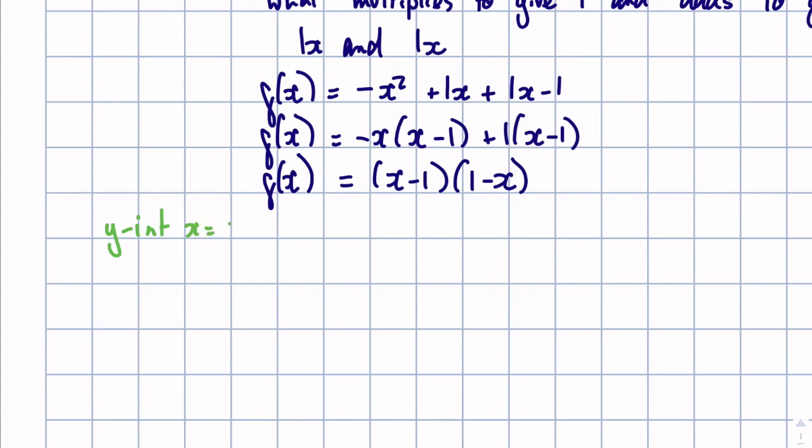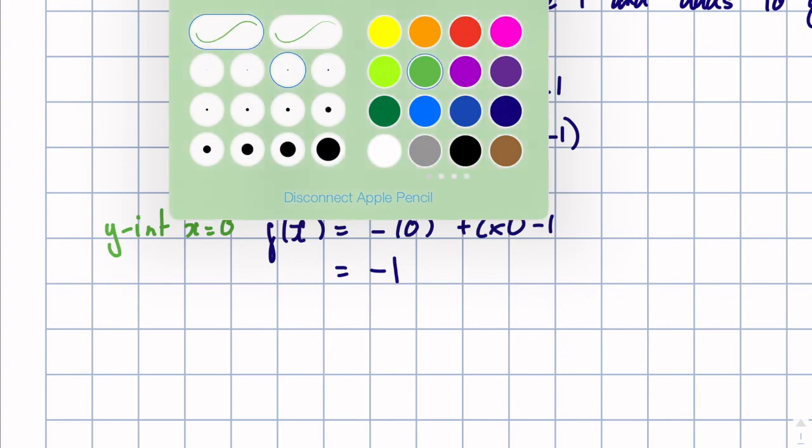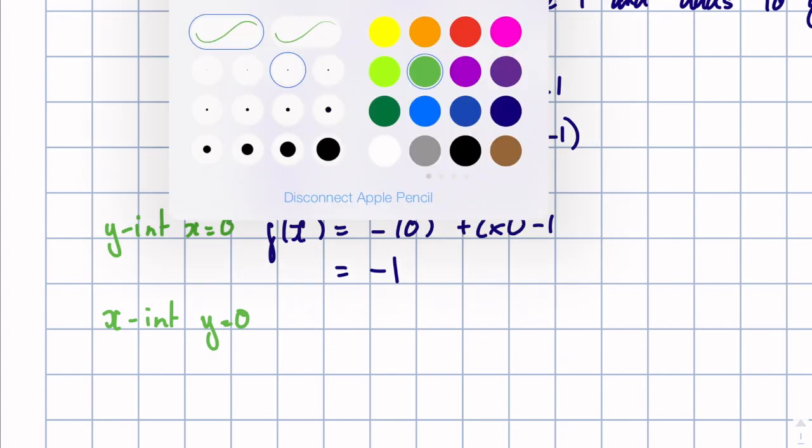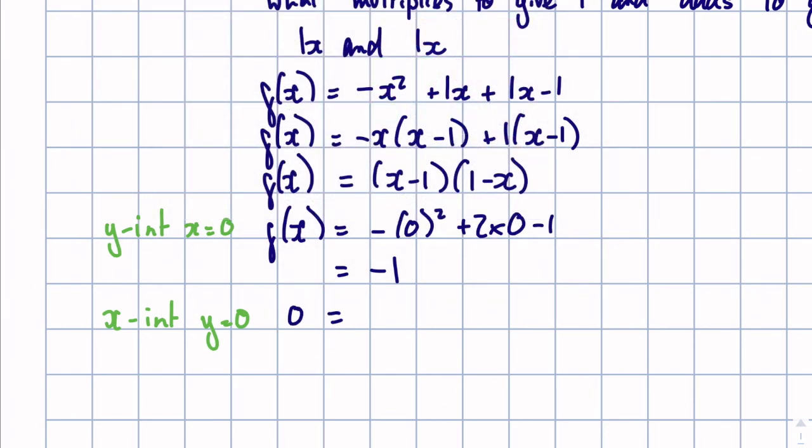Y-intercept, x equals 0. So we've got f of x equals minus 0 squared plus 2 times 0 take 1, which gives us, am I so sure about that? Yes, I am. Okay, negative 1. X-intercept, y equals 0. So I've got 0 equals x take 1, 1 take x. So x equals positive 1 and x equals positive 1.